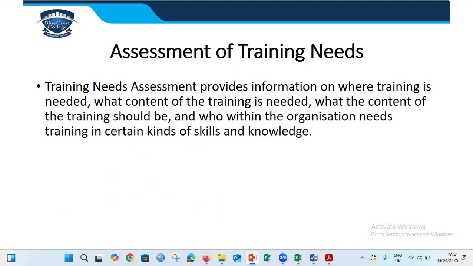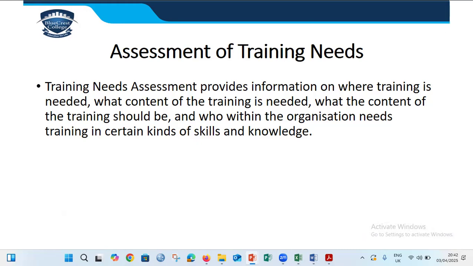So training needs assessment is checking the organization to identify gaps, right? That's what you call the assessment of training needs. Training needs assessments provide information on where training is needed. So if you perform a training needs assessment, all you are doing is looking for the various points in the organization where there's the need for training.